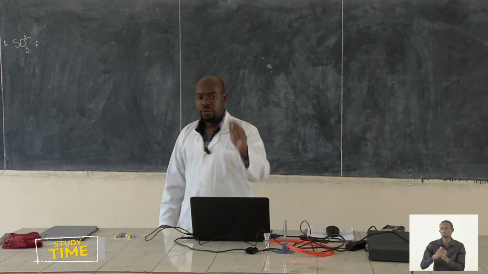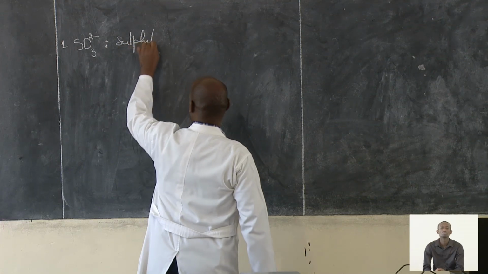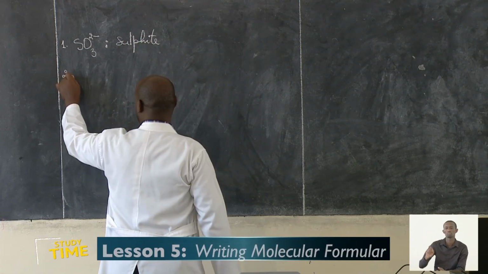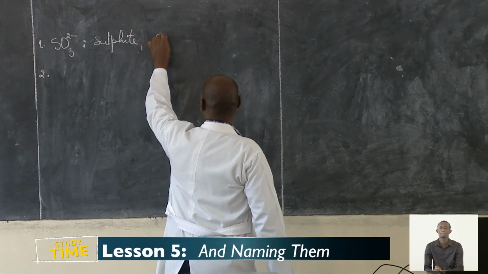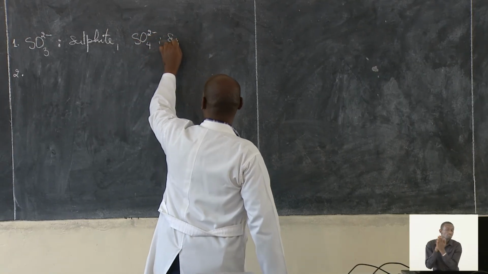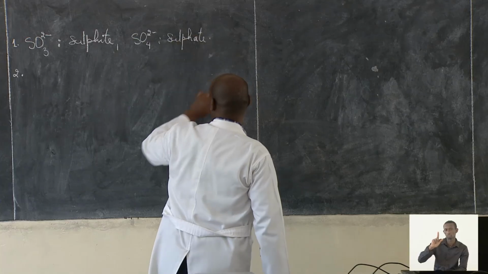So when we have 3 oxygen atoms combined with sulfur or phosphorus, the name ends with "ite." So here we have the sulfite. So our radical is the sulfite. And as I was saying, if you have 4, then it will be sulfate. It's just for a revision.